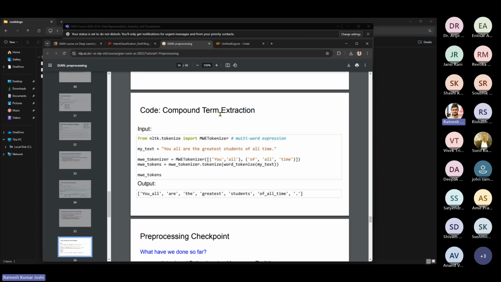And then compound word instruction. So what we can do is create a new tokenizer where, for the sentence you all are the greatest students of all time, we have defined that you and all should be treated as a singular entity, right? And of all time should also be treated as a singular entity. So when we apply our tokenizer based on this user defined multi-word tokenizer, it treats you all as a singular word and then of all time also as a singular token.